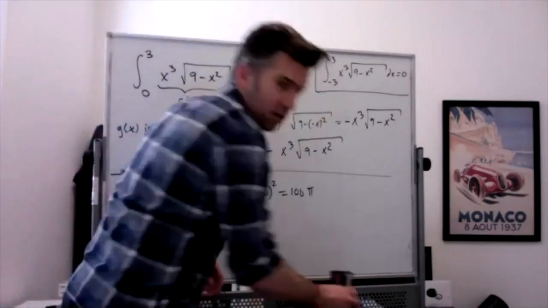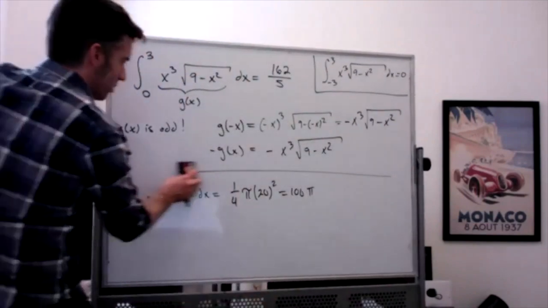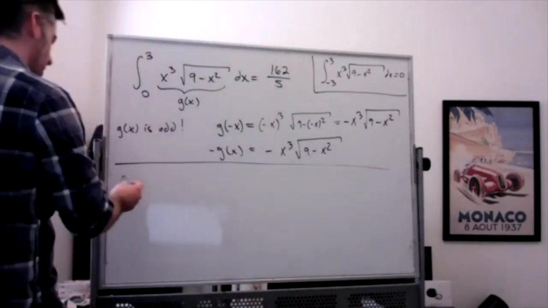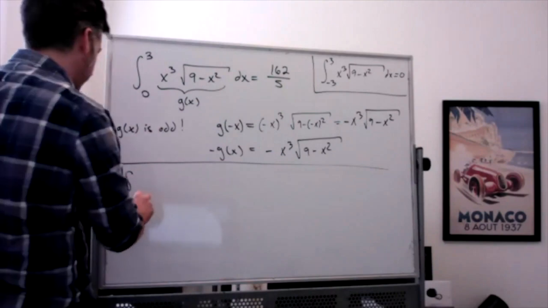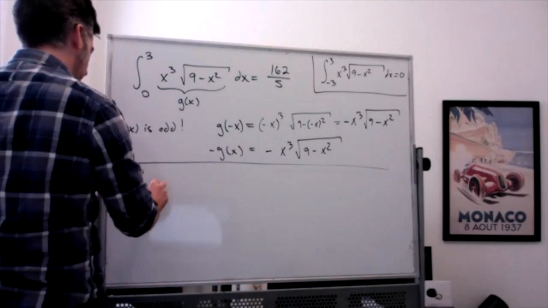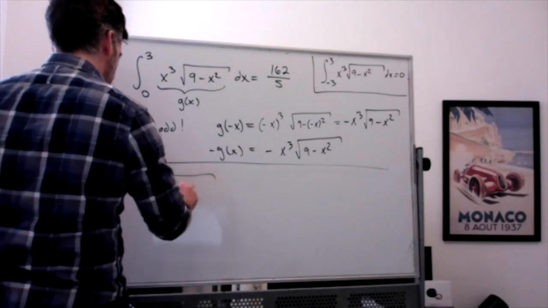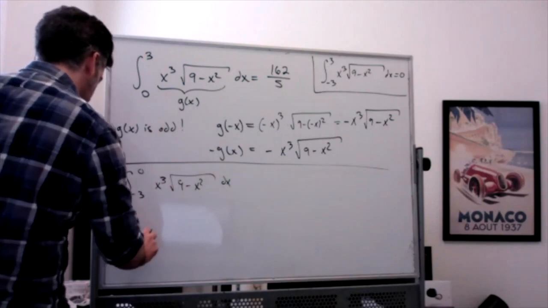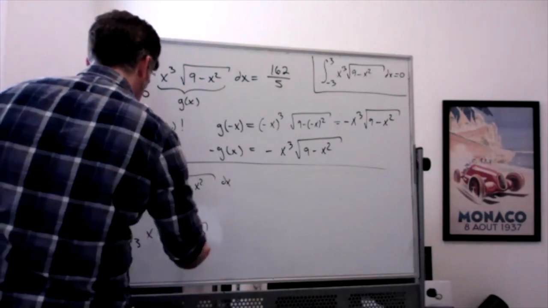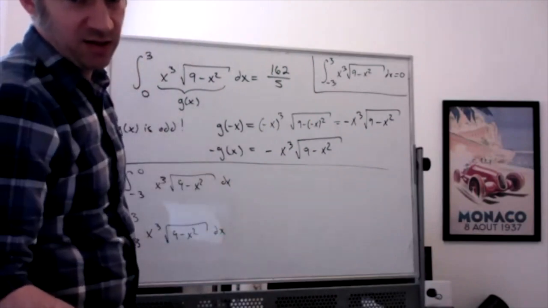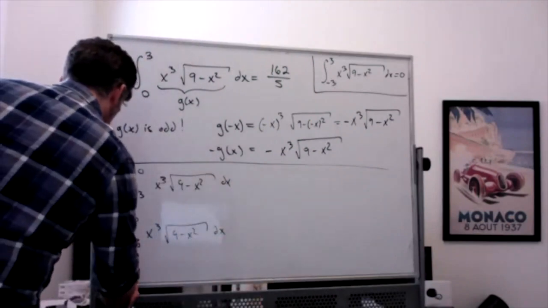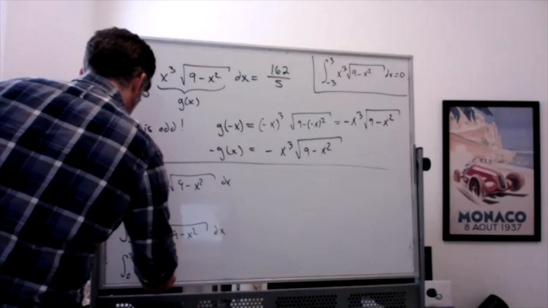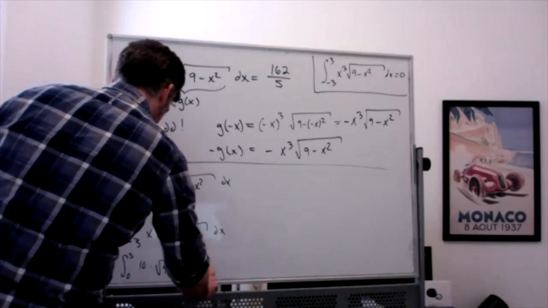They ask us to find the following things, or somewhat like the following things. So we want to find the integral from negative 3 to 0 of x cubed times the square root of 9 minus x squared dx. We want to find the integral from negative 3 to 3 of x cubed times the square root of 9 minus x squared dx. And then we want to find something like the integral from 0 to 3 of, let's say, 10 times the square root of 9 minus x squared dx.